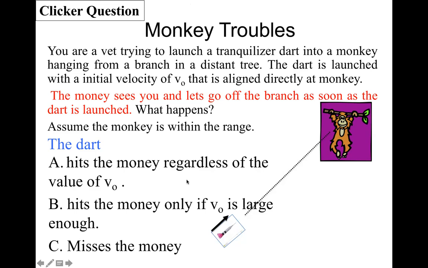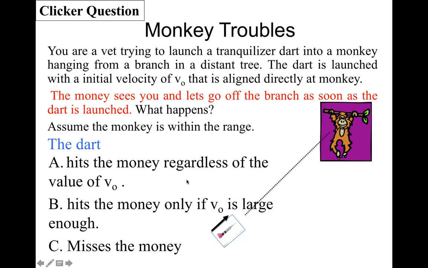Yes, okay, very good. So the reason that I added the V0, you're right, is that obviously if V0 is too small, you will shoot it and it will fall down right away, right? You're not even close to the monkey. So that's why we added an extra sentence saying, assume the monkey is within the range.